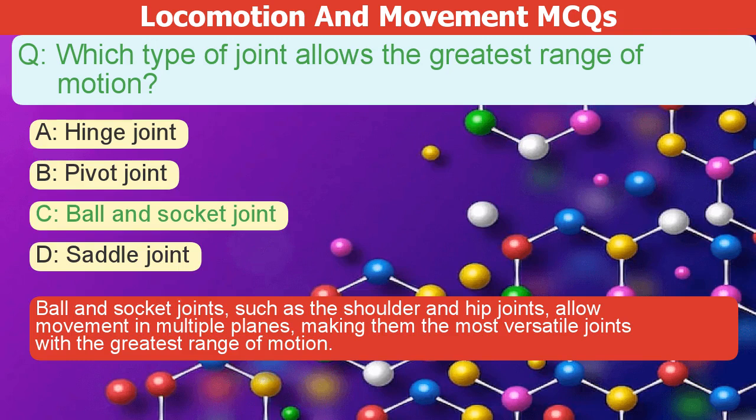The correct answer is C. Ball and socket joints, such as the shoulder and hip joints, allow movement in multiple planes, making them the most versatile joints with the greatest range of motion.